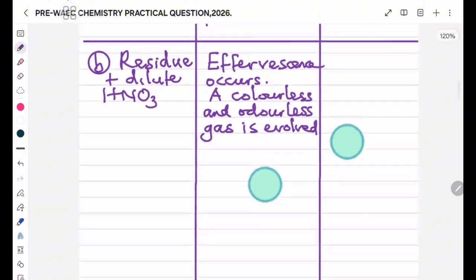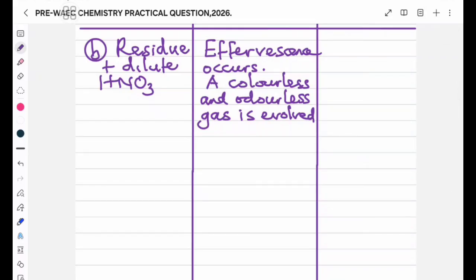And not only that, during this test, whenever you are carrying out a test that you know that a gas will be released, always get your moist blue and red litmus paper ready. Don't carry out a reaction, especially when you are adding acid to a solid substance. You should always expect that it's most likely that a gas will be released. So get your moist blue and red litmus paper ready. What do I mean by moist litmus papers? That is litmus papers that are not dry. So don't just get only one, you get the two.